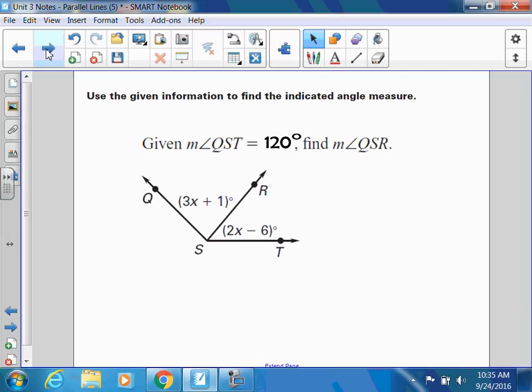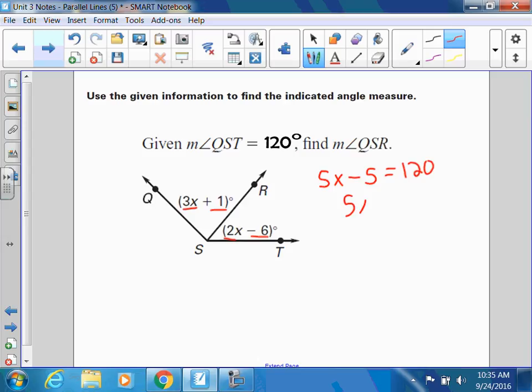We're going to do the same thing here. Now the whole angle, QST, is 120 degrees. So again, we're going to add up the two angles. 3x plus 2x is going to give me 5x. Positive 1 and negative 6 gives me negative 5. So 5x minus 5 represents the sum of the two angles, QSR and RST. So that's going to equal 120, the whole thing. We solve for x and divide by 5, and x equals 25.